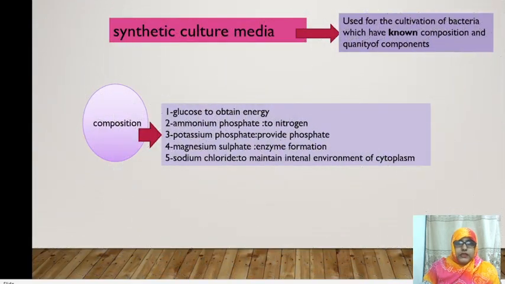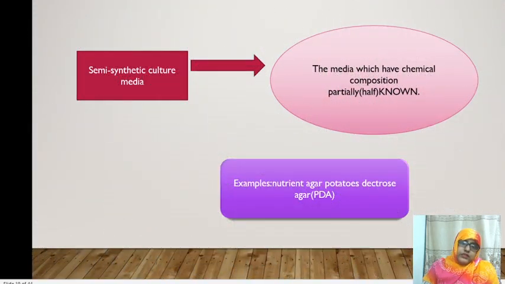Then synthetic media having components of known quantity like glucose, ammonium phosphate, potassium phosphate, magnesium sulfate and sodium chloride are basically used for the purpose of obtaining energy, nitrogen, phosphate and enzyme formation and the internal environment of cytoplasm. Then semi-synthetic culture media, the media which have chemical composition half known. Example, most important is PDA, potato dextrose agar.